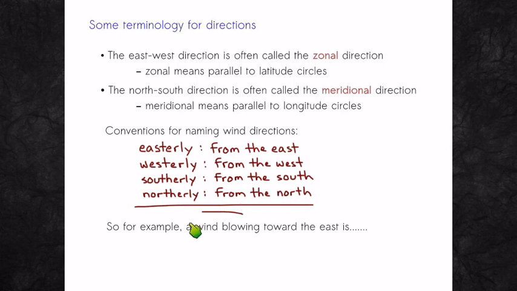So, for instance, let's suppose we had a wind blowing towards the east. How would we refer to that wind? Well, if it's blowing towards the east, that means it's coming from the west. And so by our standard naming convention, we would refer to that as a westerly wind, from the west.